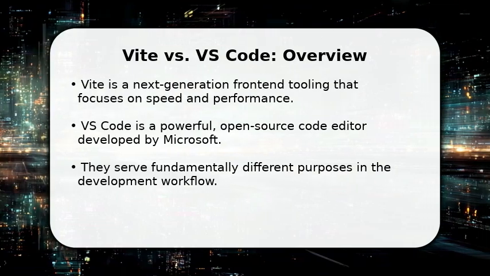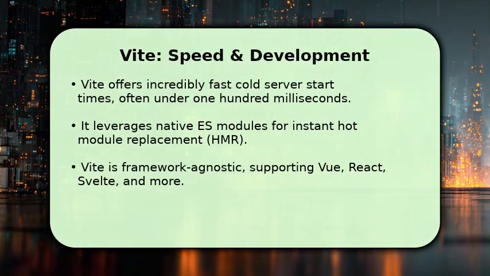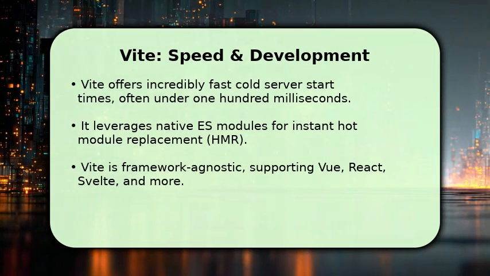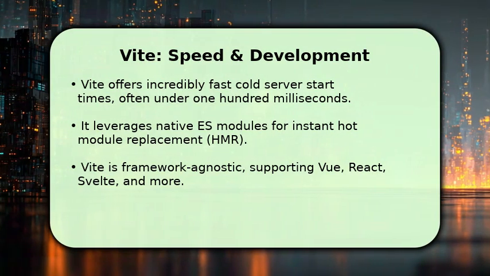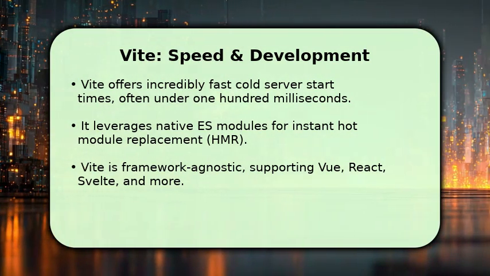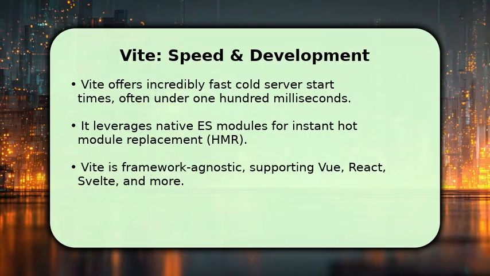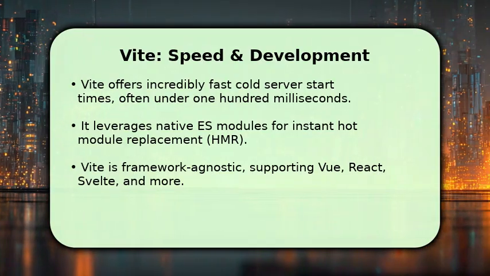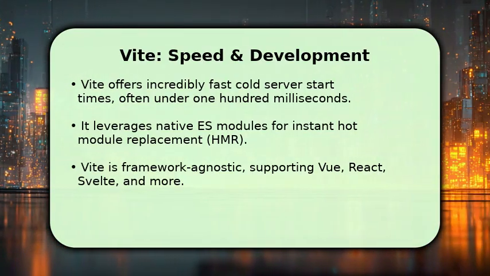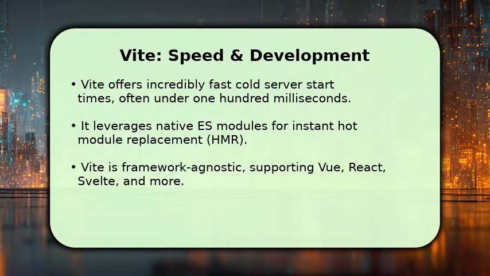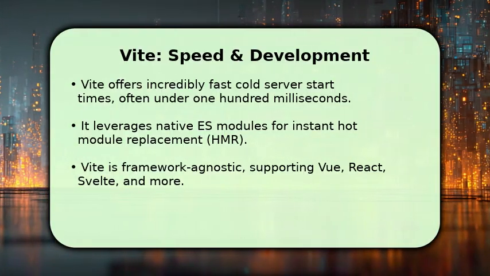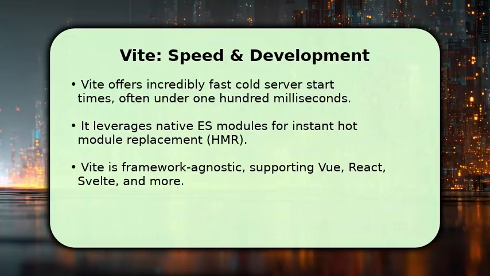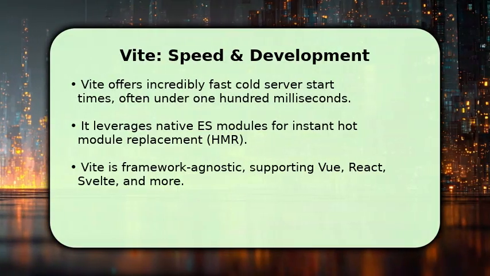Let's dive into what makes each tool unique. Vite truly shines in its development speed. It boasts incredibly fast cold server start times, often under 100 milliseconds, thanks to its native ES module approach. This means your development server is ready almost instantly. Furthermore, Vite provides instant hot module replacement, allowing you to see changes reflected in your browser without a full-page reload, significantly boosting productivity. It's also framework agnostic, supporting popular libraries like React, Vue, and Svelte right out of the box, making it a versatile choice for many projects.